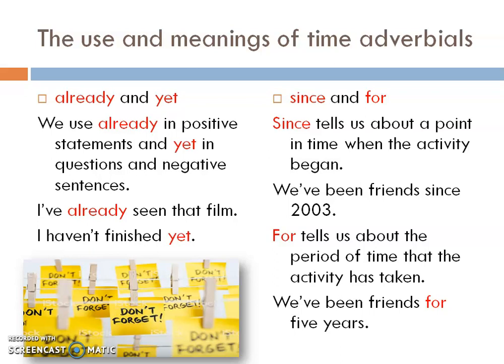Since and for. Since tells us always a point in time when the activity began. We've been friends since 2003, while for tells us about a period of time that this activity has taken. We've been friends for 5 years, for 17 years, so for a period of time.